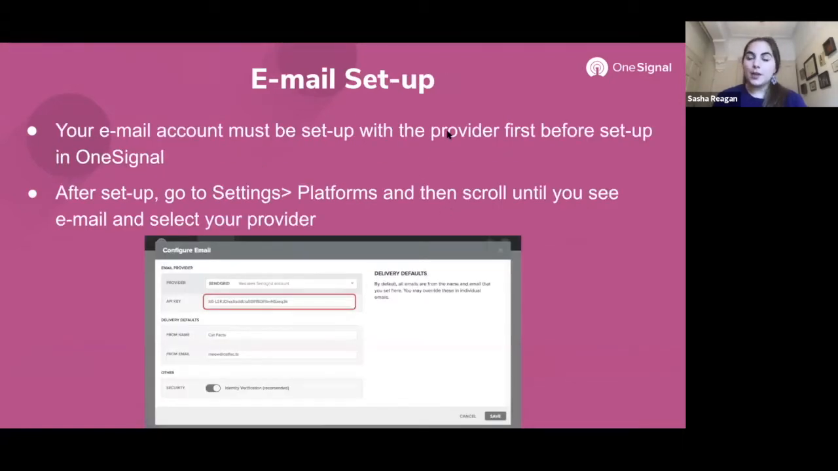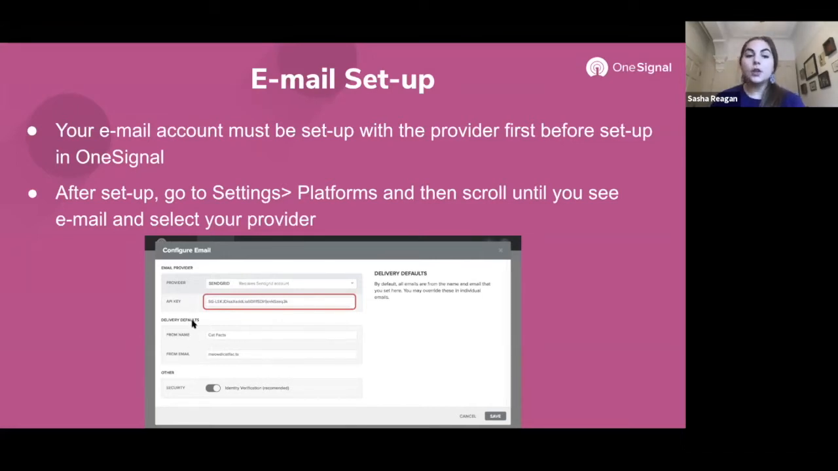So for setting up email with any of those providers I just listed, the first thing that you'll want to do is be set up with the provider before you start setting up in OneSignal. After you've created an account with those providers, and we actually do walk through to some degree how to do that in our own documentation, so you can always look at that. But after you have an account with those providers, you would go to settings in your OneSignal dashboard and then platforms, and you're going to scroll until you see email, edit, and then select your provider. So it should look like the image below here, where you get to select your provider from the dropdown and then set up the API key.